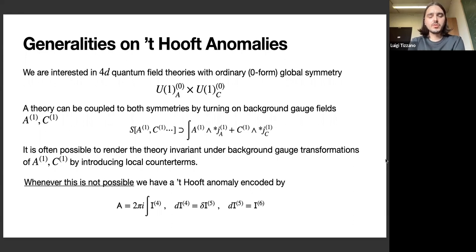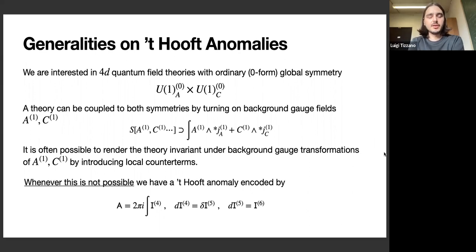And as we all know, we can often couple these symmetries to a quantum field theory by activating the corresponding classical background sources that I'll denote A(1) and C(1). So for the rest of my talk, whenever you see a parenthesis with a number, that means that the corresponding form has the dimension of the number that you see inside the parenthesis. And this will be the case for the entire duration of the talk.